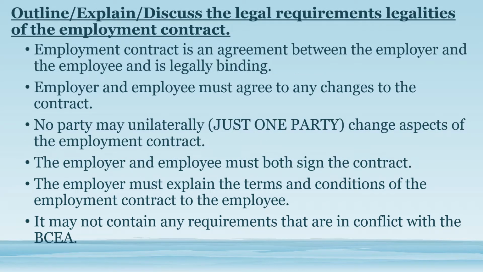Discuss the legal requirements of the employment contract. Very importantly, here you see the definition again. It is a legal document between the employer and the employee, and both parties have to sign the contract. No party may unilaterally, in other words, just one party, change anything without the other party knowing. Both of them have to be in agreement. Both parties have to sign the contract. If one of the parties didn't sign, the contract is null and void.